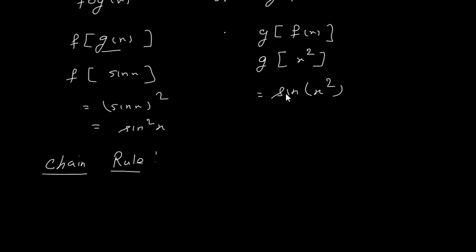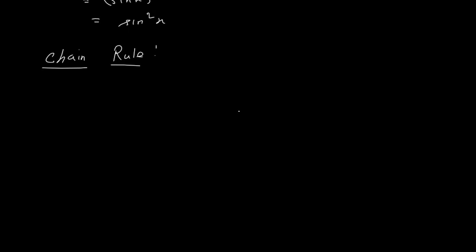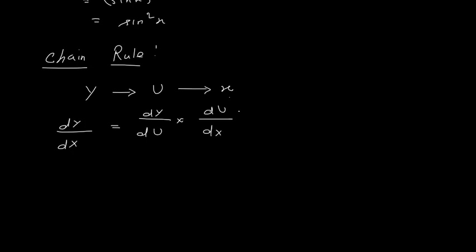Now what this chain rule says is that if your function is a composite function, that means y is a function of another function which is a function of x. So y is a function of u and u is a function of x. Then if you want to differentiate y with respect to x, you can do it by differentiating y first with respect to u and then differentiating u with respect to x. This product is the same as dy upon dx. So dy upon dx is dy upon du into du upon dx.